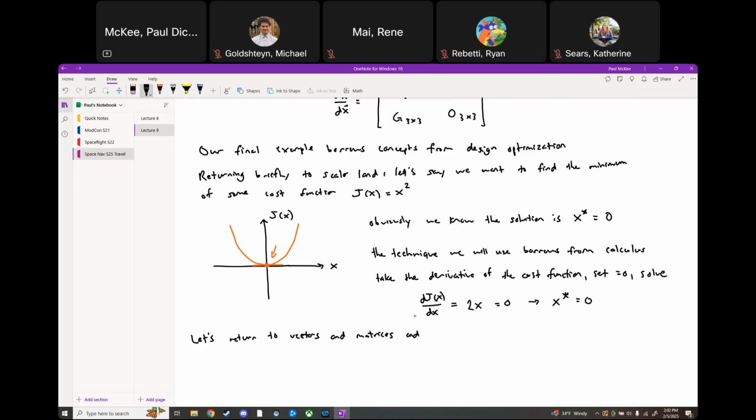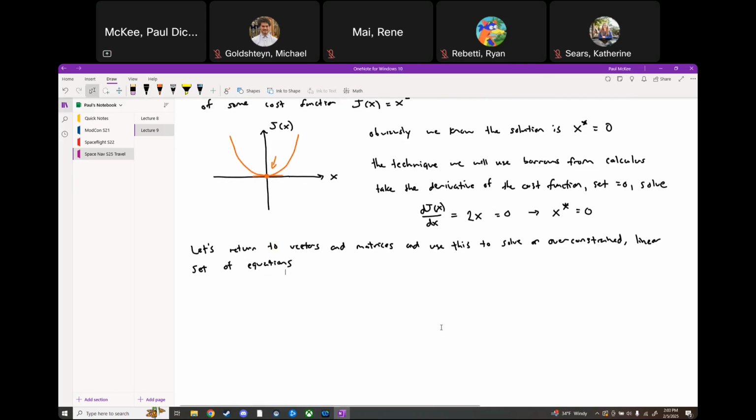And use this technique to solve an over-constrained linear set of equations. Okay. So let's say we have Ax = b. Matrix times vector equals vector. And I say, given A and b, find x.